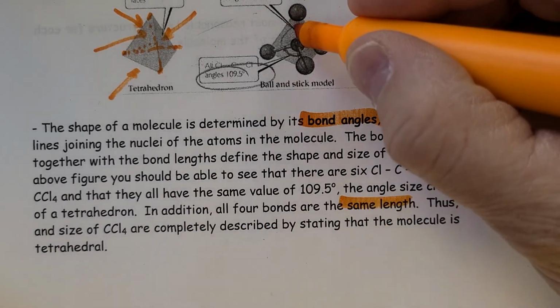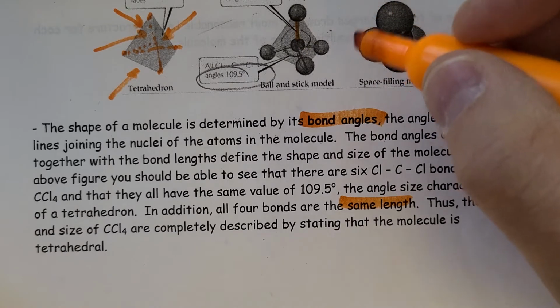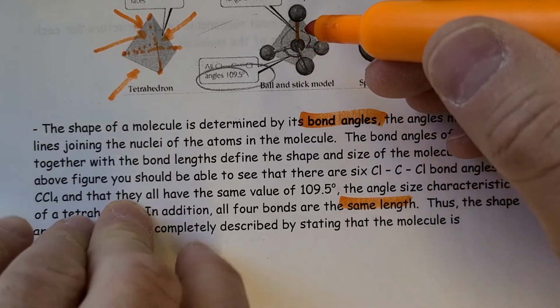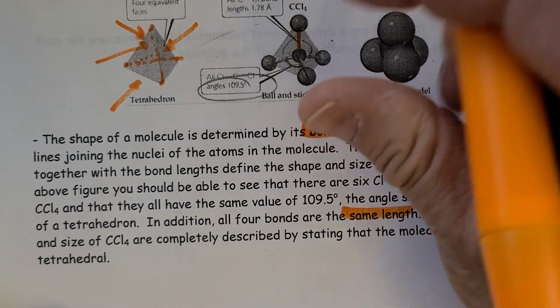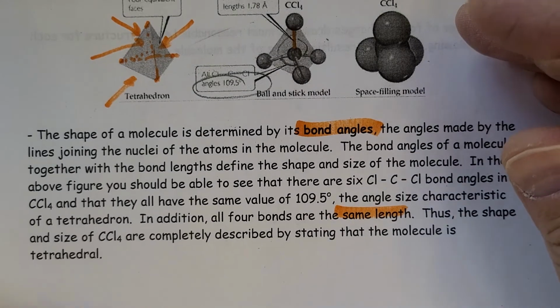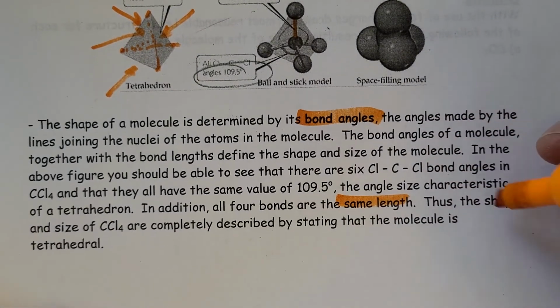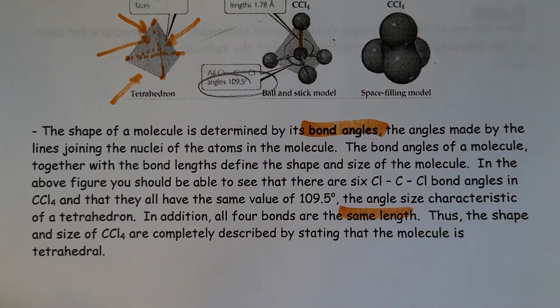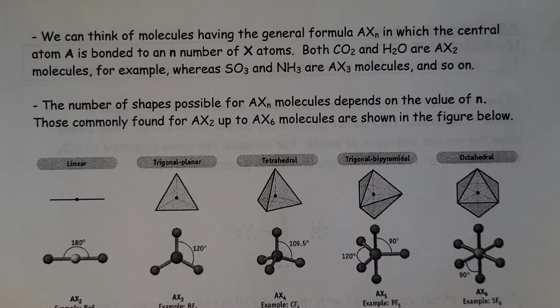They're single bonds. So, of course, we talked about this before. Single bonds tend to be longer than double or triple because there's only 1 electron pair there. And if you increase the number of electron pairs, they attract each other. You can think of it as almost electron glue holding it together. Thus, the shape and size of the CCl4 are completely described by stating the molecule as a tetrahedral type shape.